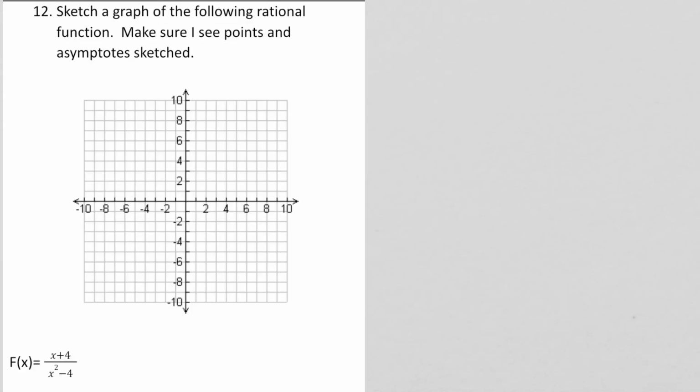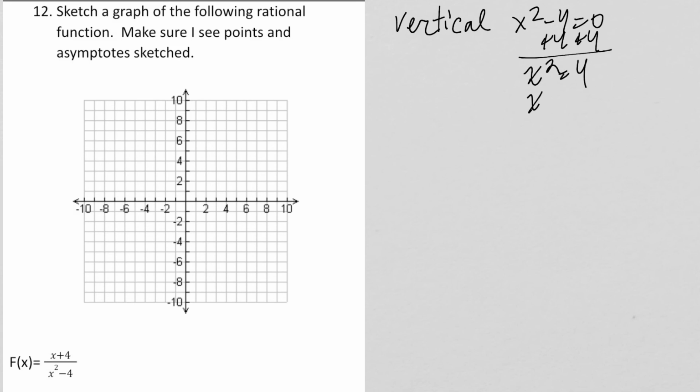All right, moving on to the last problem here. We're making a graph of the following rational function. There was a piece of paper that we did this week about getting your asymptotes first. So let's get our asymptotes first here. Let's find our vertical. That's looking at the denominator. So my vertical, let's see, is x squared minus 4 equals 0. So I get positive 2 and negative 2 as my two asymptotes. So I'm going to sketch those two in. Positive 2 and negative 2.